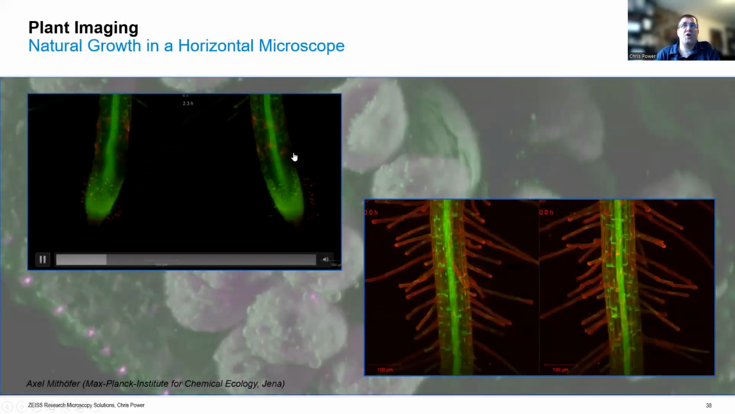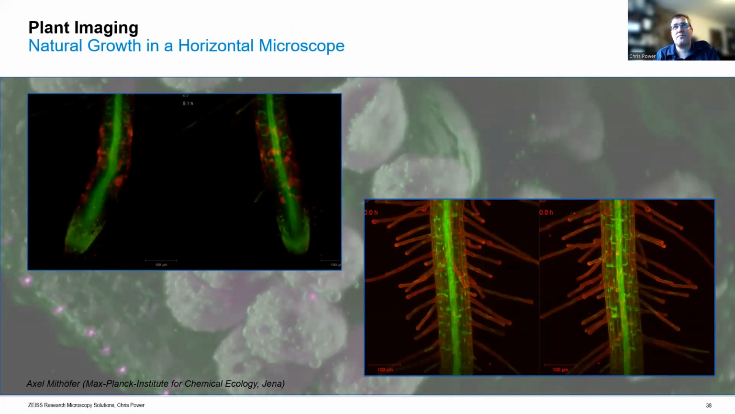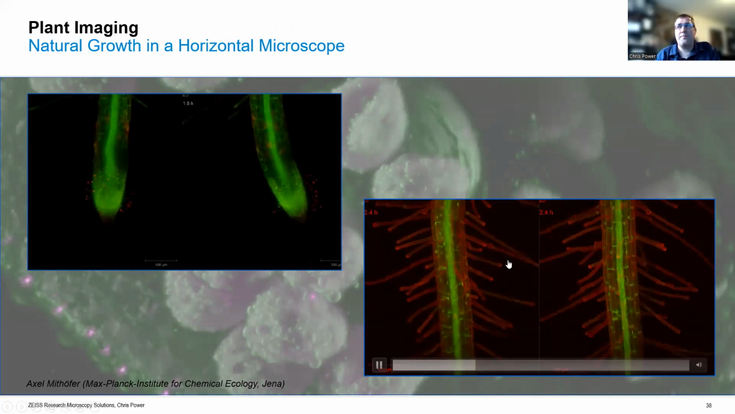So again, this is just showing the same root imaged at 0 and 90 degrees, in this case, growing down overnight. And this is the same Arabidopsis plant, slightly higher up.